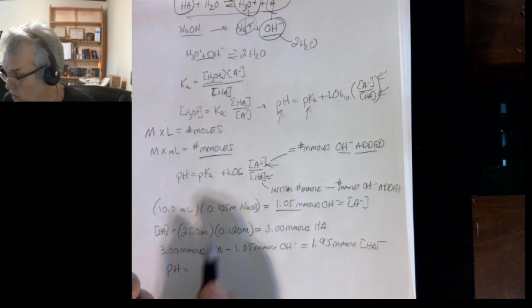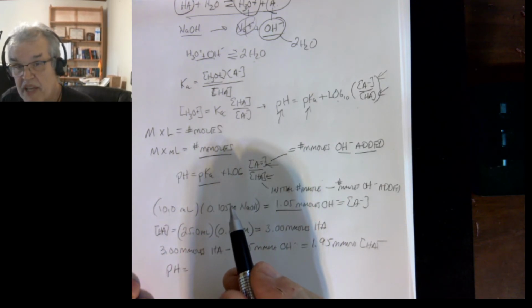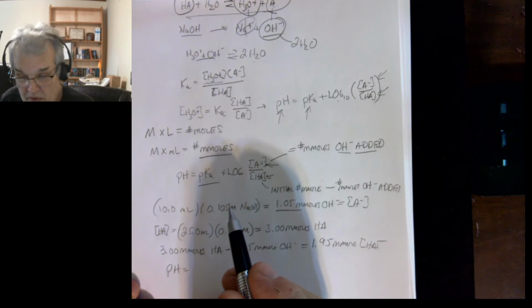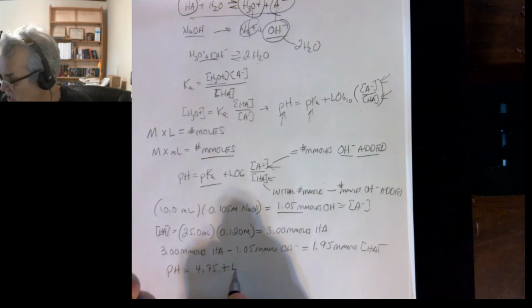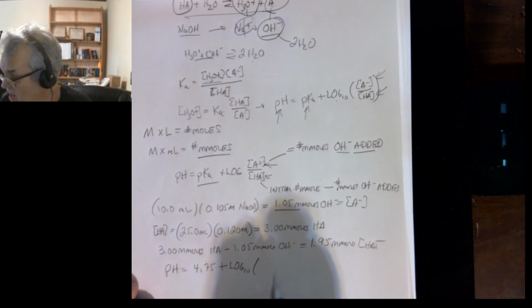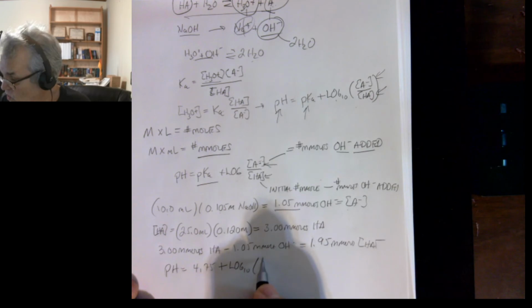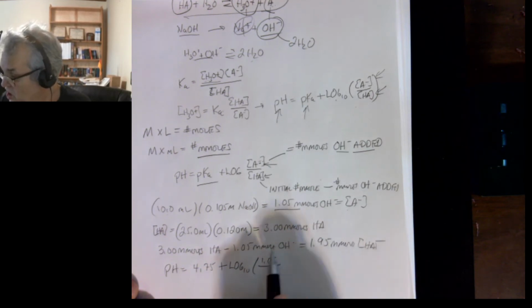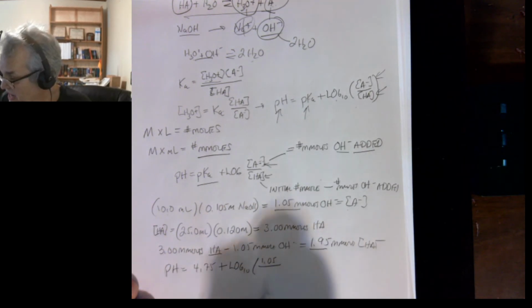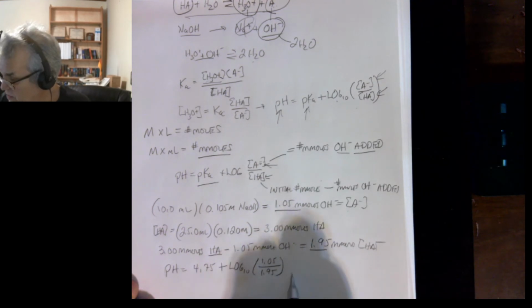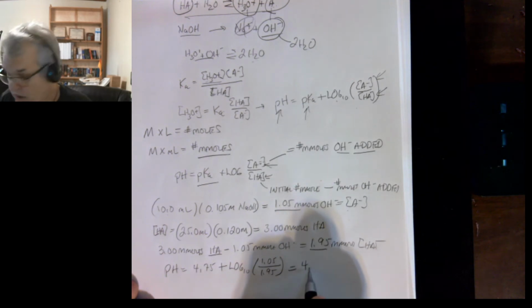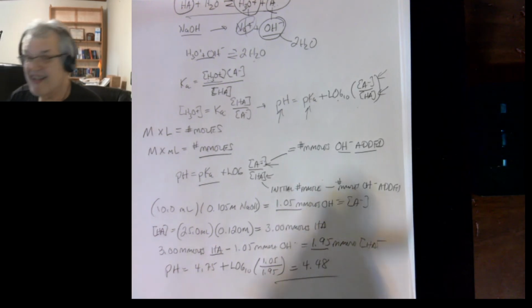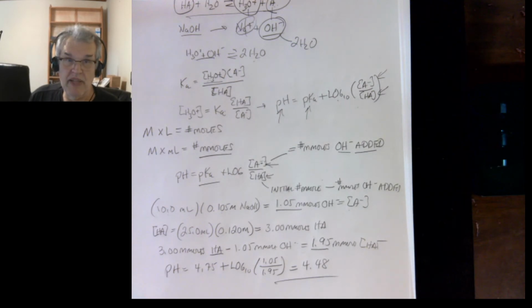Well, now we've got everything we need. pH is equal to, well, what was the pKa? Remember the pKa? We used that initially. It was 4.75. It's 4.75 plus log base 10 of A minus. What's A minus? That's our 1.05 millimoles over top of our HA, the remaining millimoles, 1.95 millimoles. Plug that in there, and we get a pH of 4.48. That is simple. That's much easier than even doing initial conditions.